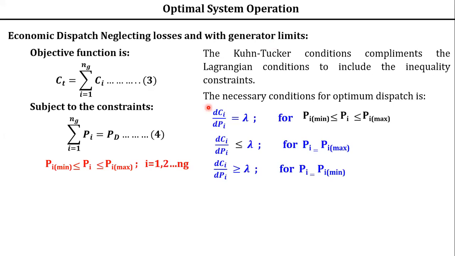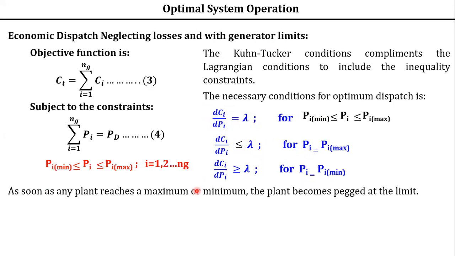So this is your necessary condition for optimum dispatch. Within the limits, it is the same as your case one. If the upper limit is violated, then it is less than or equal to. If the lower limit is violated, then it is greater than or equal to. Hope you understood this one with the inequality. This is what I explained already.